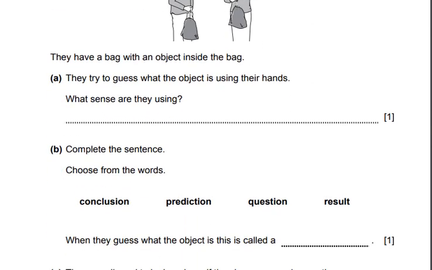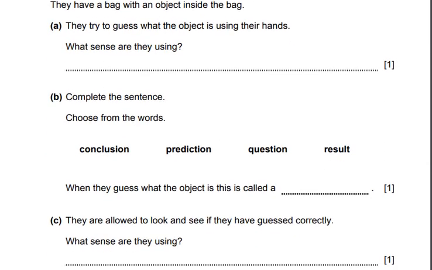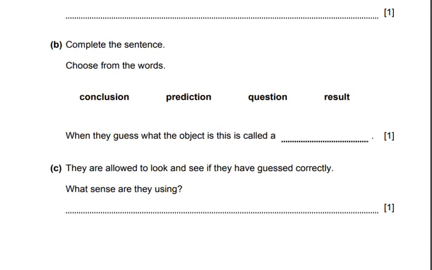B, complete the sentence. Choose from the words conclusion, prediction, question, result. When they guess what the object is, this is called a prediction. So prediction is the right answer because they are trying to guess, they are trying to predict the object. C, they are allowed to look and see if they have guessed correctly. What sense are they using? So now they are looking at the object to see whether they have guessed correctly or not. So this means they are using the sense of sight. So you just write down sight here.